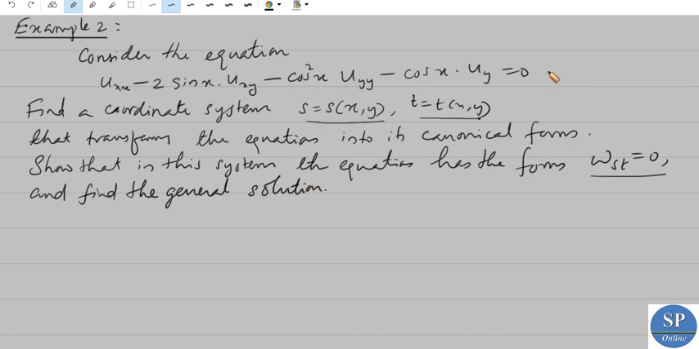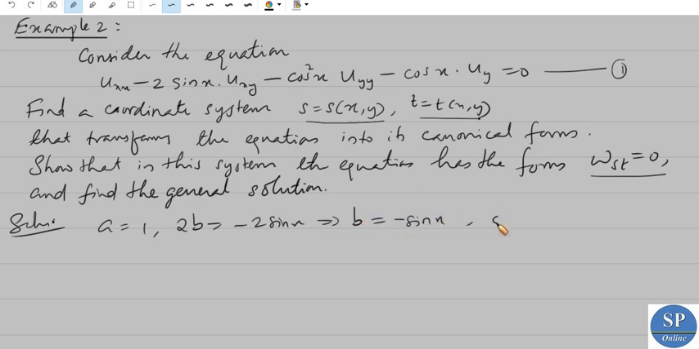Let this be number 1. Now we can solve from this equation. We have a equal to the coefficient of u_xx, 1, 2b equal to minus 2 sin x, that is b equal to minus sin x, and c equal to coefficient of u_yy, which is minus cos² x. Therefore b² minus ac is b² is sin² x minus a into c, so plus cos² x, which is equal to 1, which is greater than 0. Therefore the equation 1 is hyperbolic.